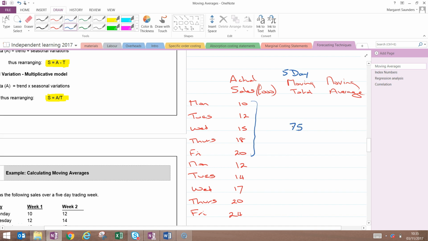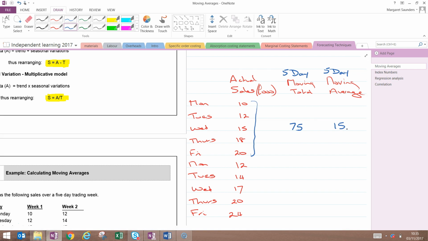We now want the moving average. This is also a 5-day moving average. And we calculate that by taking the moving total and dividing by 5. So that gives us 15.